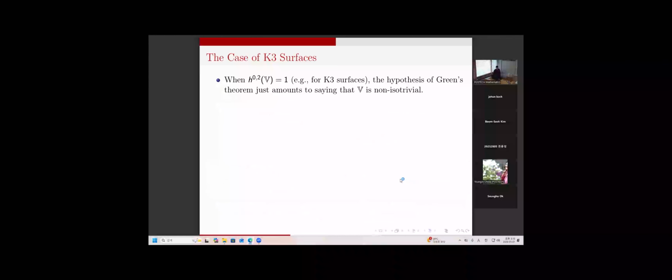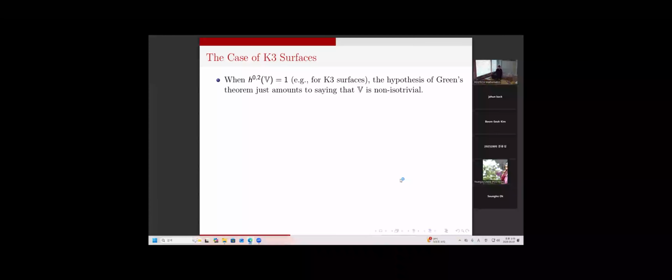All right. So now let's look at a simple case of the theorem. This is a case when your h^{2,0} is equal to 1. The most concrete example is the case of K3 surfaces. In this case, the hypothesis of Green's theorem just amounts to saying that your variation of Hodge structures is non-isotrivial. This means your VHS cannot be trivialized after passing to any finite cover of the base.